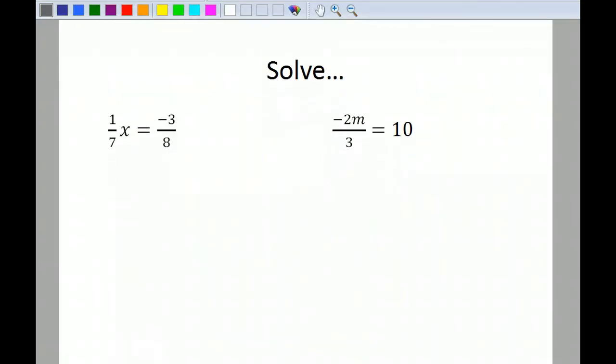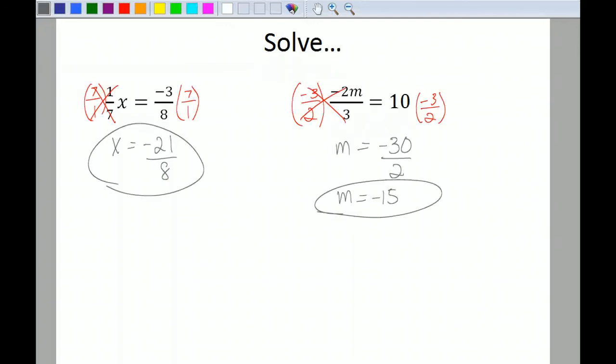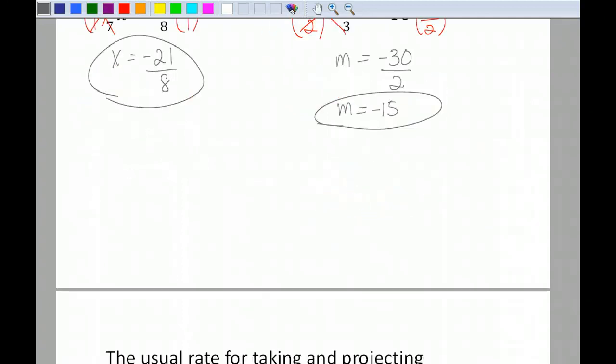Okay, now I would like for you to hit pause once again and work these two and resume in a moment when you finish to check your answer. Okay, so when you did the first one, you should have gotten x is equal to negative 21 divided by 8. I'm okay with you leaving it as an improper fraction. And the last one should have been a repeat of the other, which is m is equal to negative 15.